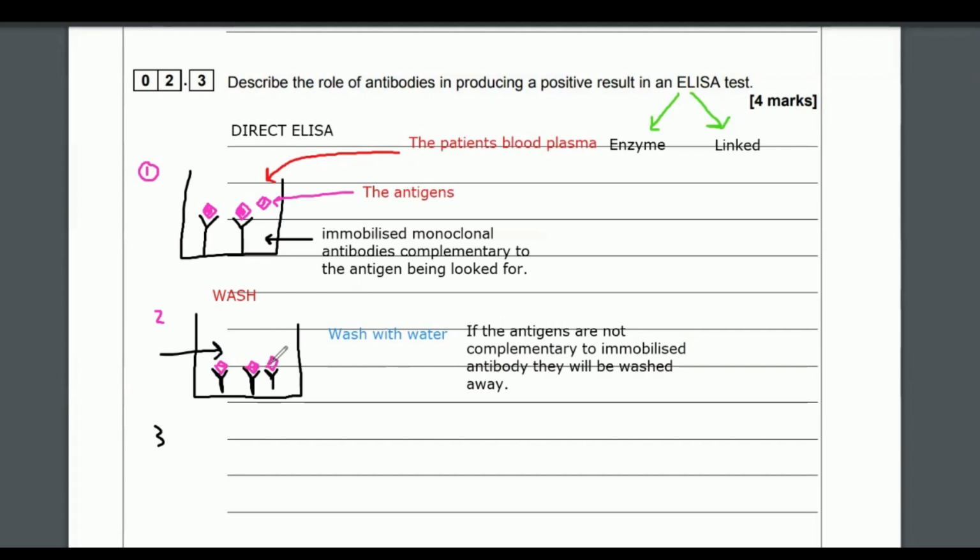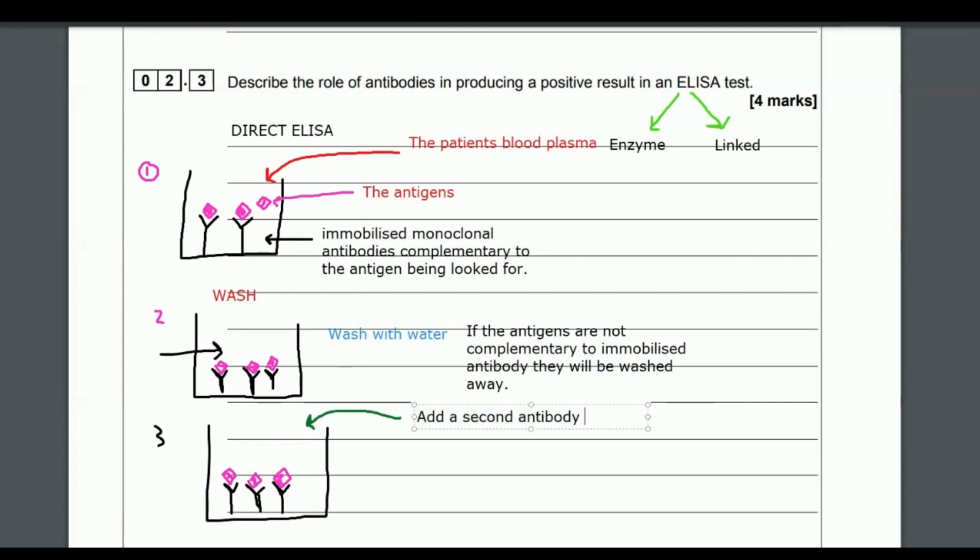Let's pretend they do have the antigen and they're all bound to the immobilized antibodies. Now what we're going to do, we're going to get another enzyme. This is the second enzyme. And in both the direct and indirect tests, we're looking at the direct first of all, but in both tests, the second antibody is the one that has the enzyme linked. So it's always the second antibody you add that has an enzyme attached to it. So the second antibody with the enzyme attached is added.